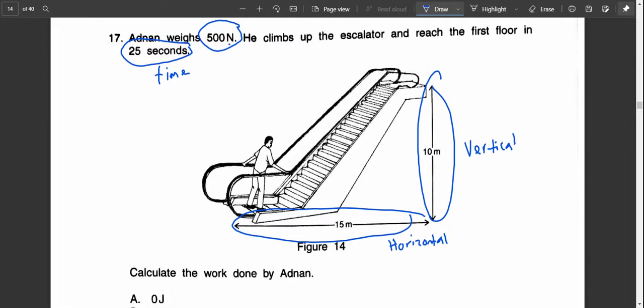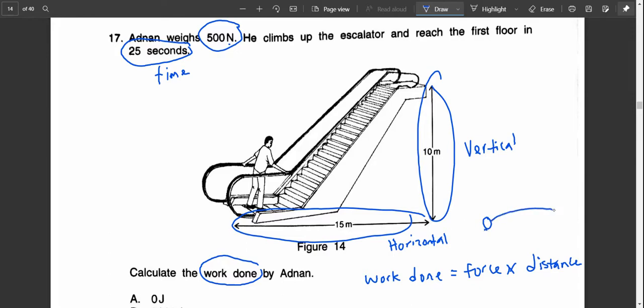Calculate the work done by Adnan. So work done, you have to remember the formula. Work done means you have to apply force which causes an object to move a certain distance. For example, if you throw a ball, then you apply force, the ball will not stay still, it will go to a certain distance. It means work has been done. If you push a ball but it doesn't move at all, it means no work has been done.